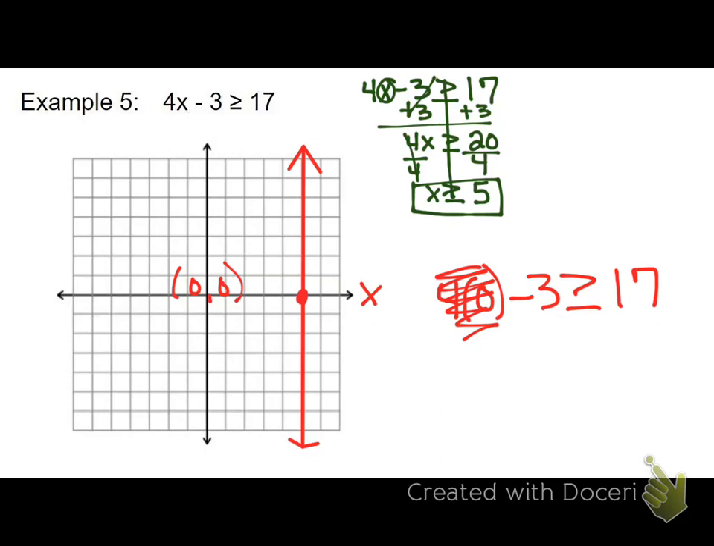Is that a true statement or a false statement? That's a false statement. So because it's false, I'm not going to shade where my solution is because this didn't work, did it? So I'm going to shade away from the solution. Now that line that we drew, that's our boundary line. So we have to make sure that when we shade, we stay on the right side of the boundary line.